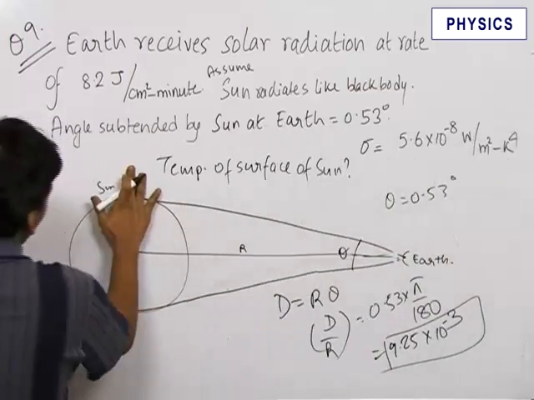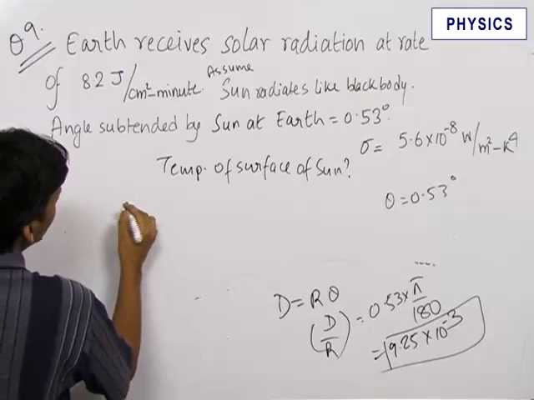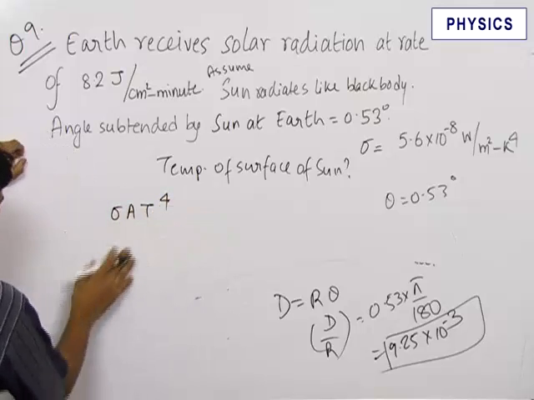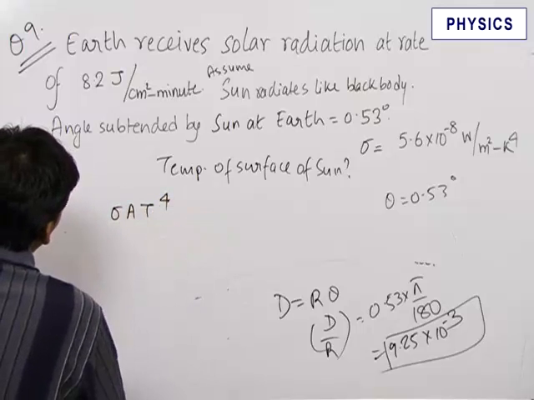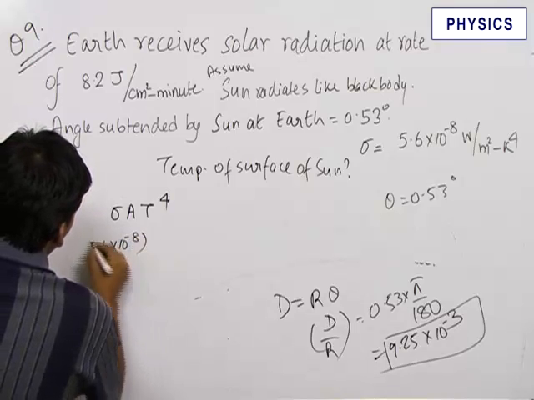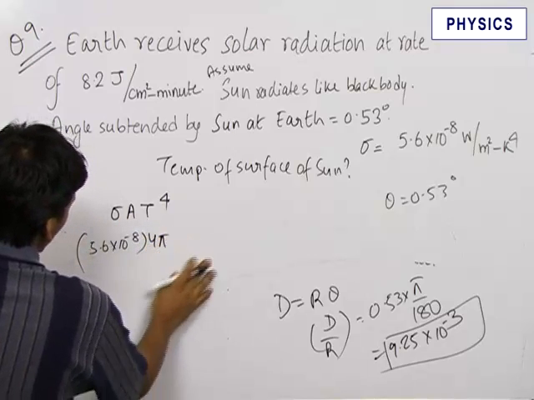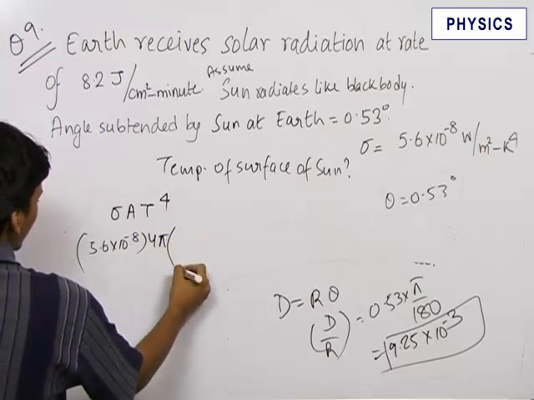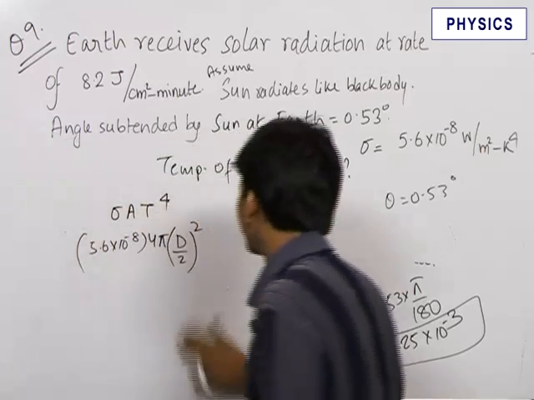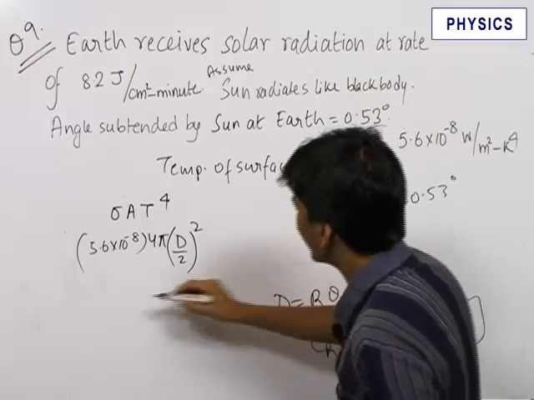Therefore, we remember this. Now we know that the rate at which the sun radiates heat is equal to sigma into A into T raised to the power 4. This can be written to be equal to 5.6 into 10 raised to minus 8 into the surface area, that is equal to 4 pi into r square, that is the radius square. Now radius can be written to be equal to diameter upon 2 whole square. This is the rate at which the sun radiates heat.